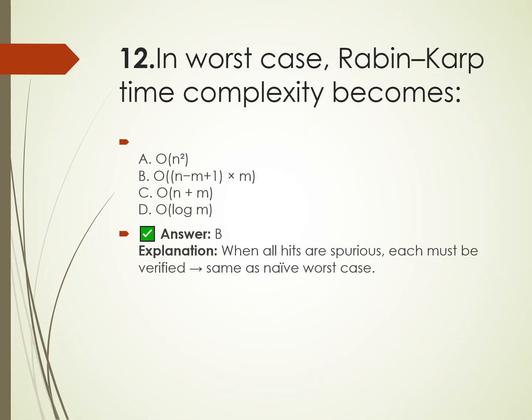In worst case, Rabin-Karp time complexity becomes A. Big O n squared, B. Big O (n minus m plus 1) multiply m, C. Big O n plus m, D. Big O log m. Correct answer is B. Big O (n minus m plus 1) multiply m.